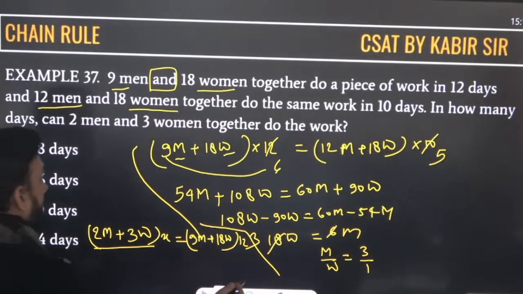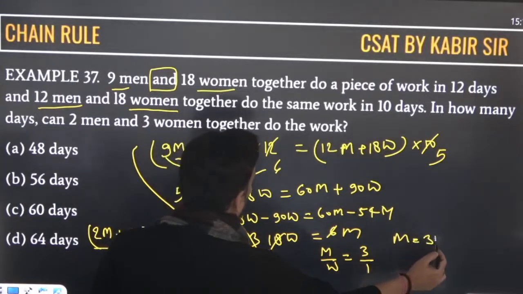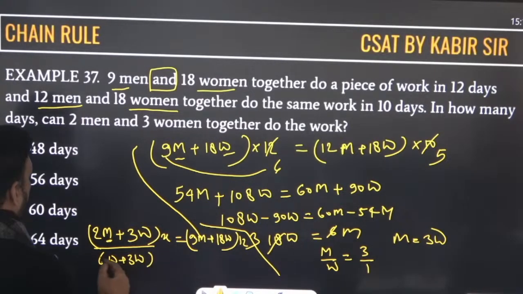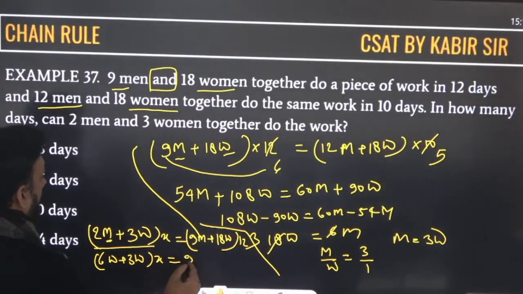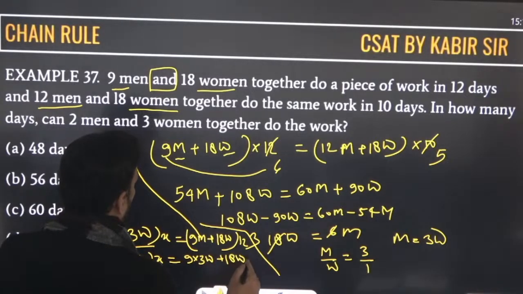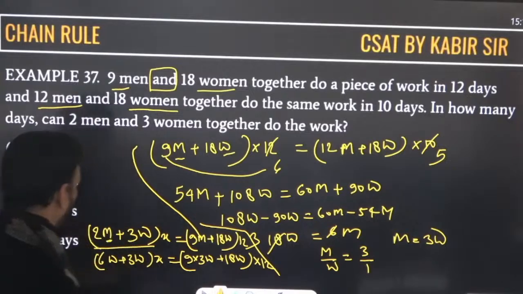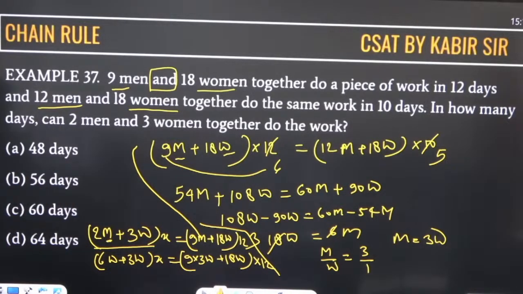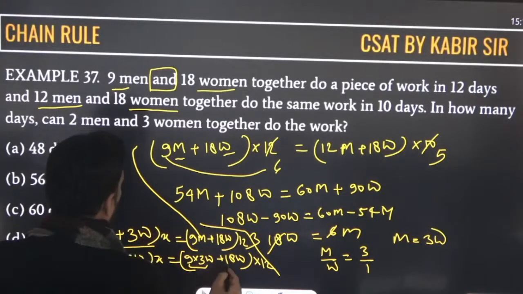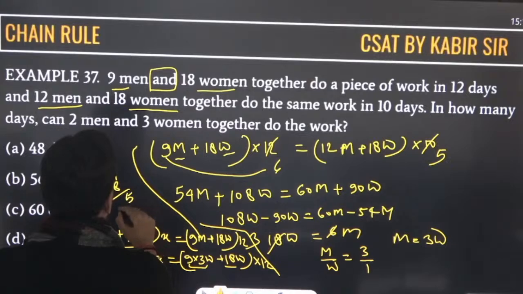Now we will use this thing here. 1 man is equal to 3 women. So we will write here. This will become 6 women plus 3 women, X equal to 9 times 3W plus 18W. This will be 6 plus 3, 9. This will be 27. This is 18. This will be 45.